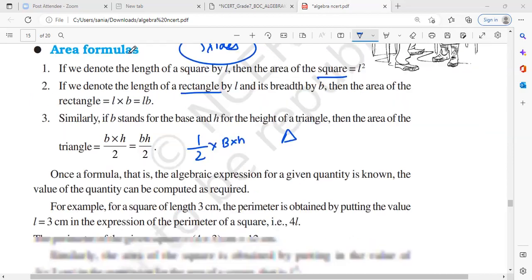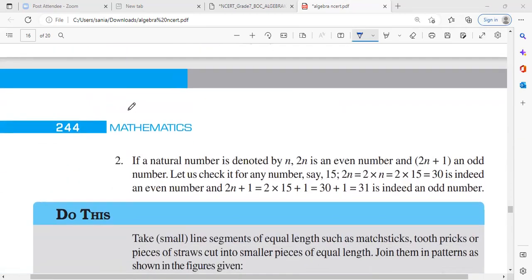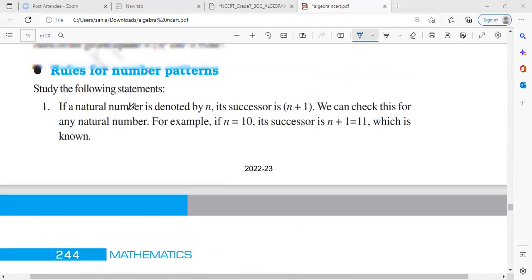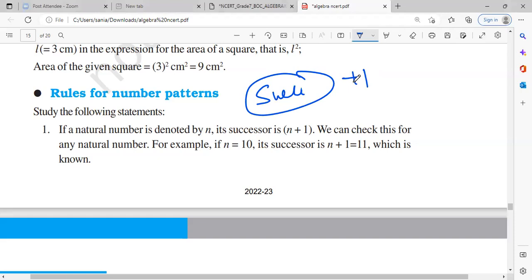Okay, Samya. Now coming to the next topic, rules of number patterns. These are some rules. Basically, there are 2 rules. Let's see. First is, if a natural number is denoted by n, its successor. You have 2 words, one is successor and one is predecessor. So successor is basically adding 1.